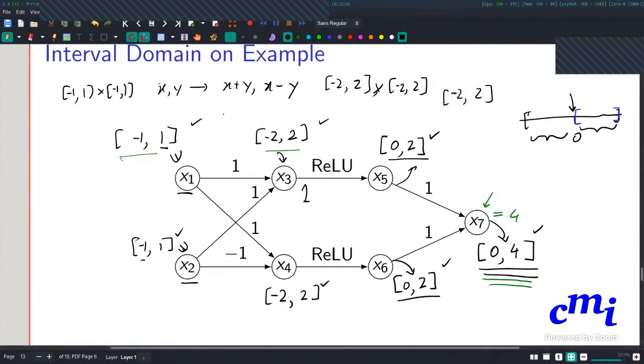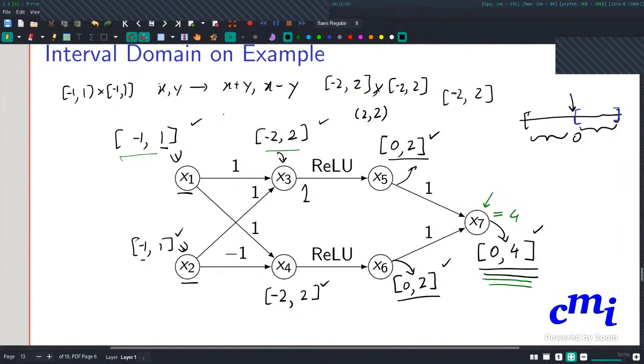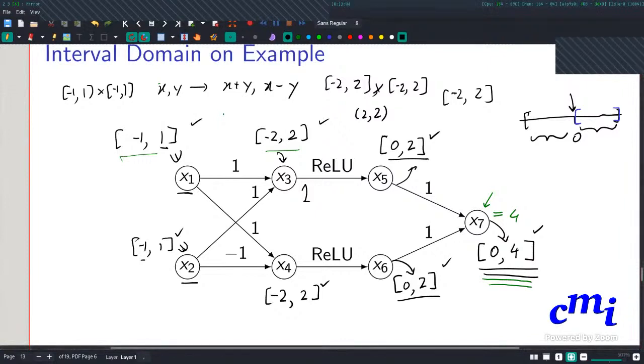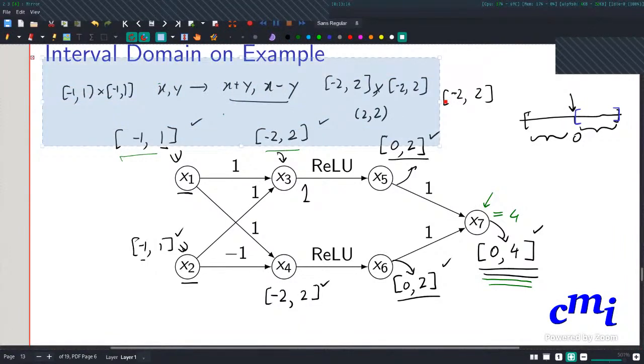So again, we are asking whether 2, 2 is possible as a value, whether 2, 2 is within the image of this operation or not. And of course it's not. So it's basically the same situation that was happening before.